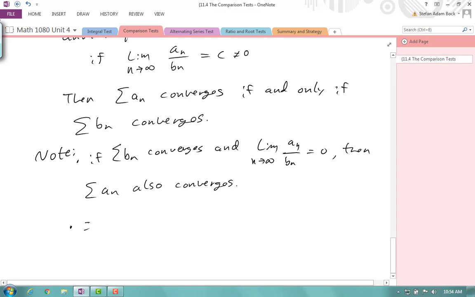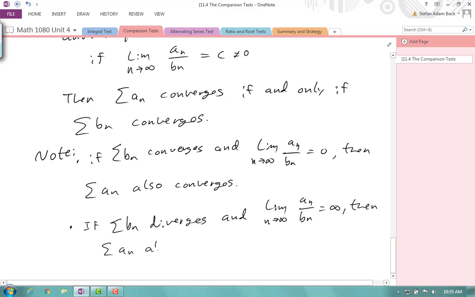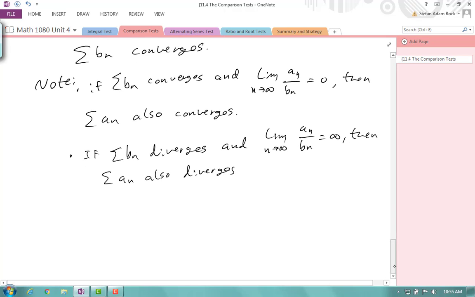And similarly, if the sum of b sub n diverges, and this limit is infinite, then the sum of a sub n also diverges. Because that says that a sub n is significantly larger than b sub n as n goes to infinity. So it again turns into a direct comparison, and if b sub n diverges, then so must the a sub n.